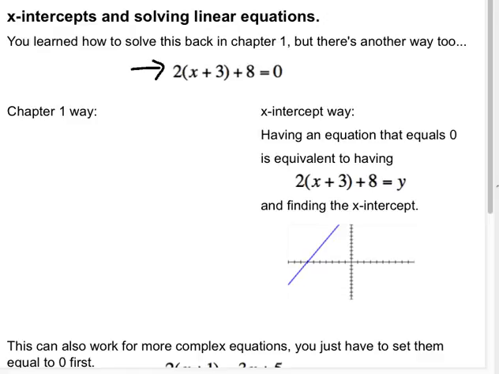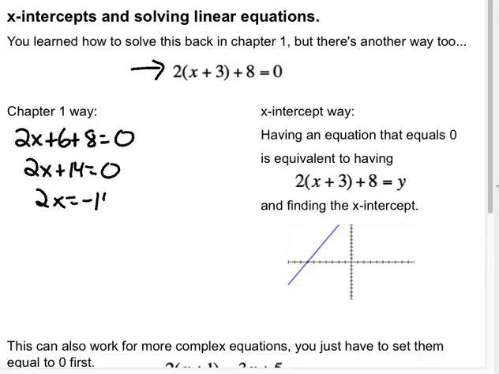Okay, so in solving it back in the chapter 1 method, you would have distributed that 2, combined like terms, subtracted the 14, divided by 2. Okay, so pretty easy. This was a pretty basic one back in chapter 1. However, we're going to get some hard equations. So a good way to check your work is to think about this idea, okay?